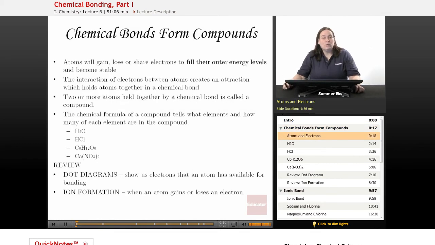Atoms will gain, lose, or share electrons to fill their outer energy levels and become stable. This is the whole point in a chemical bond forming, for an atom to stabilize itself. If we remember, the outer energy levels are filled with what we call valence electrons. If you hear the word valence electrons, you're talking about electrons in the outermost energy level. These are the ones that are reactive, or the ones that will interact with other atoms and other electrons. The interaction of the electrons between atoms creates an attraction which holds atoms together in a chemical bond.